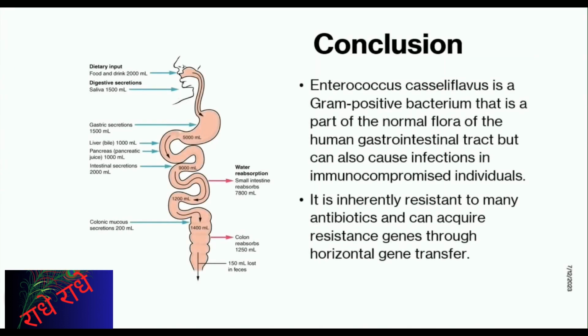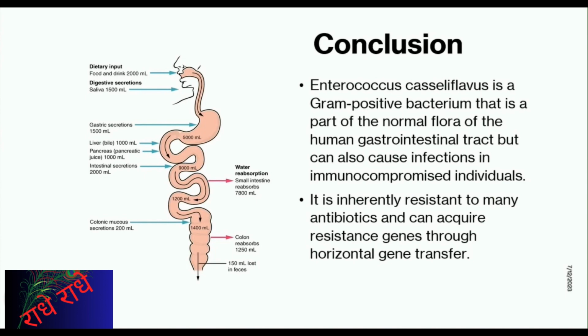Enterococcus casseliflavus is a gram-positive bacterium that normally resides in the gastrointestinal tract of humans as a part of the normal flora. However, in individuals with weakened immune systems, it can cause infections. One concerning aspect of Enterococcus casseliflavus is its inherent resistance to many antibiotics. This means that it naturally possesses mechanisms that make it difficult to treat with commonly used antibiotics.